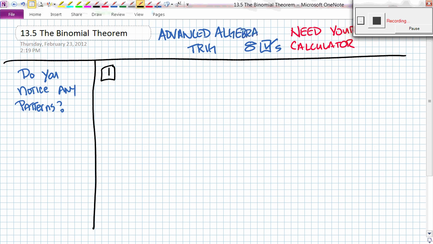Seeing some patterns here, okay? So, I lost that thing here. So since we're talking about binomials today, our focus is going to be all about binomials.